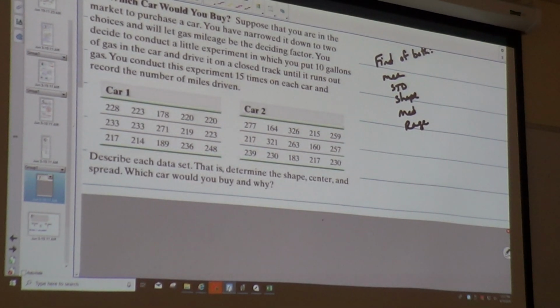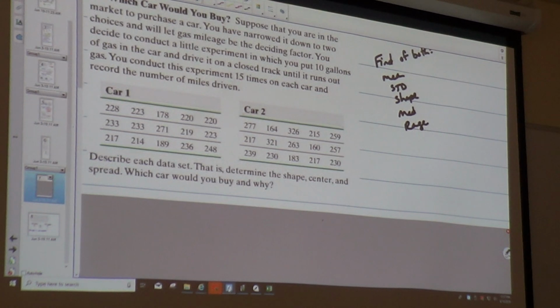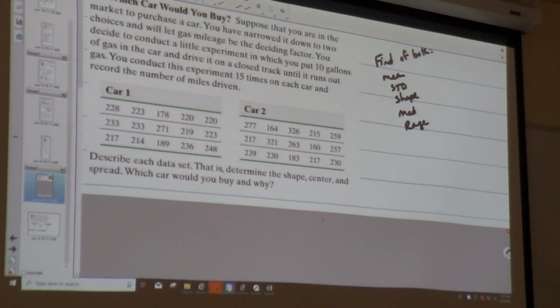All right, here is the problem that we're going to work on. You have 2 cars, and we're deciding which car we're going to buy. You put 10 gallons of gas in the car and drive it until it runs out of gas. We do this 15 times. I want to know the mean, the standard deviation, the shape, the median, and the range for each car. Then we need to decide which car we're going to buy.